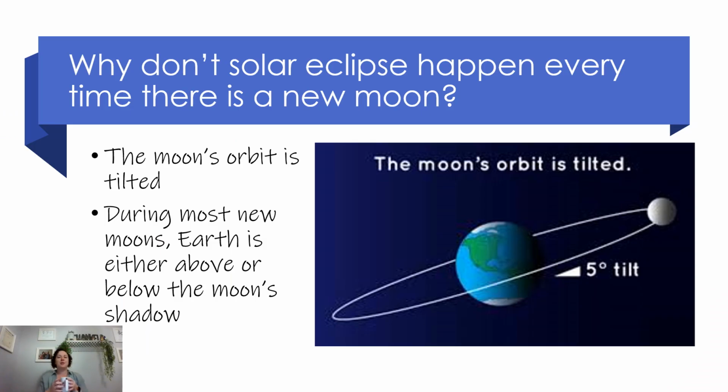So why don't solar eclipses happen every time there's a new moon? We have talked about how the moon is on a 27.3 day cycle.